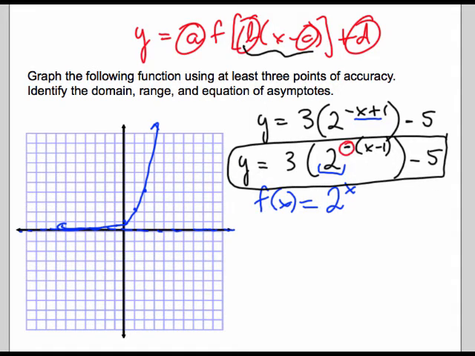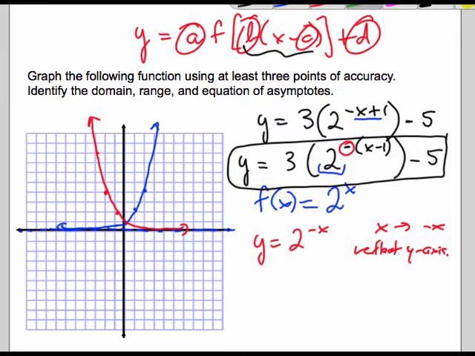So let's take the negative. We're now going to graph y equals 2 to the negative x, and we know that when x is replaced by negative x, that's a reflection in the y-axis. So all of my core points are going to reflect across the y-axis. And so my graph is like this now.